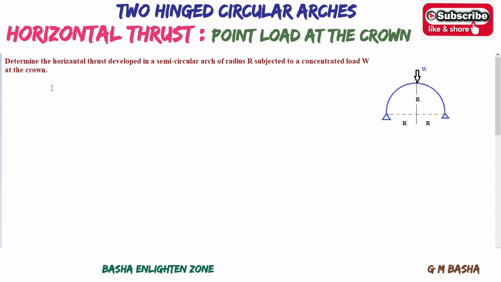See here, we have to determine the horizontal thrust developed in a semicircular arch of radius r subjected to a concentrated load W at the crown. The concentrated load is exactly at the crown, which is at C, and both ends are hinged, one at A and another at B. This is a semicircular arch of radius r, and the full diameter, as we know for a circle, is 2 times r.